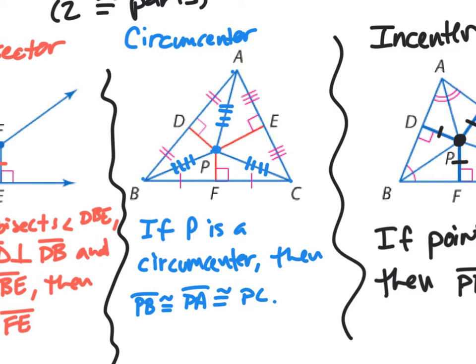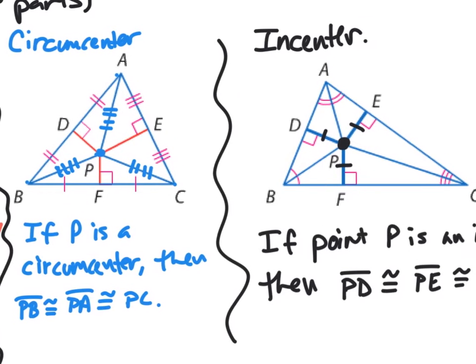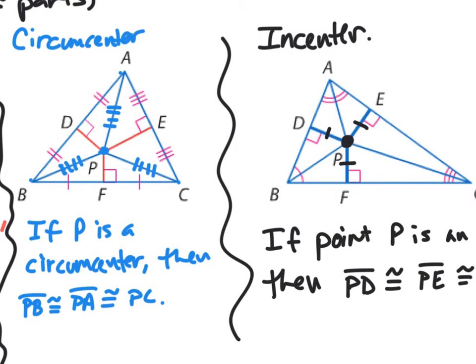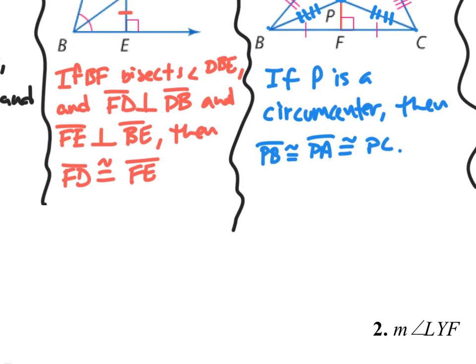So the way to recognize the difference between a circumcenter and an incenter is that a circumcenter deals with perpendicular bisectors, and the incenter deals with angle bisectors, so you've got to look out for that. So let's go ahead and take a look at some of the practice problems.